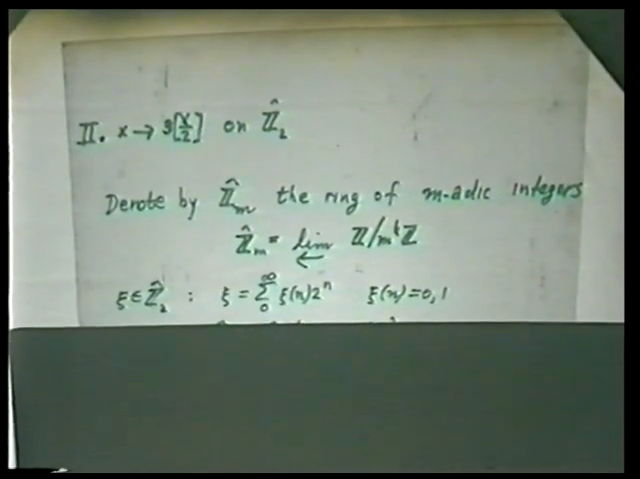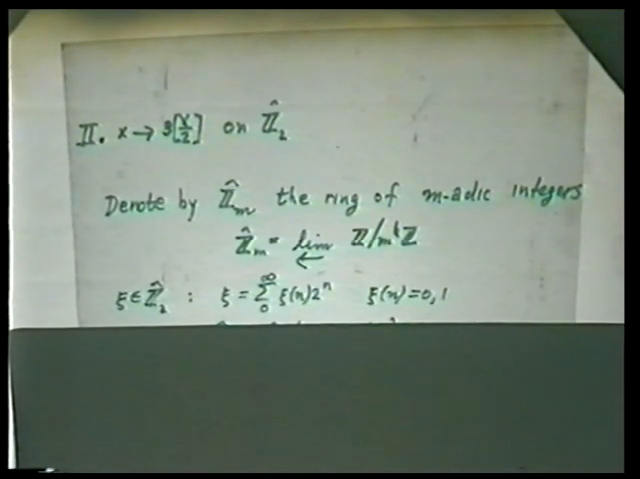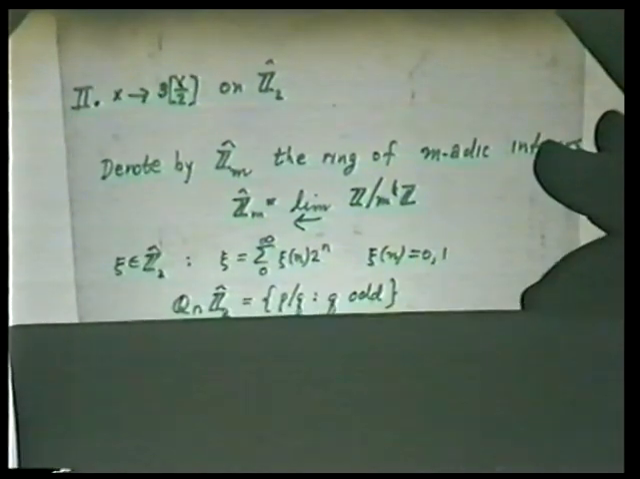Now, in particular, if we fix, for this discussion, m equals 2, then we have the two-adic integers, and it's well known, every two-adic integer has this sort of canonical expansion, like ordinary integers do, except it goes from 0 to infinity. And in the topology of two-adic integers, 2 to the n goes to 0, so this sequence converges.